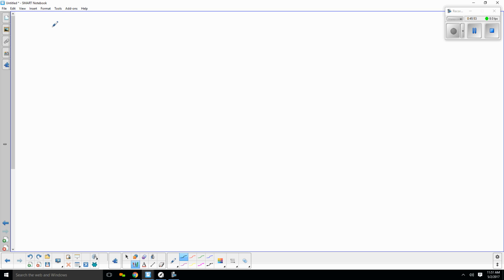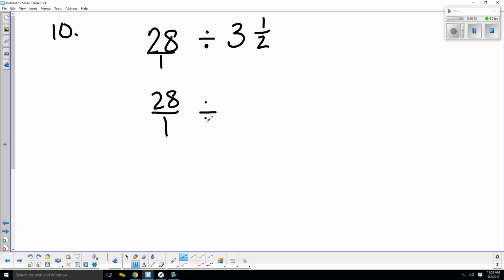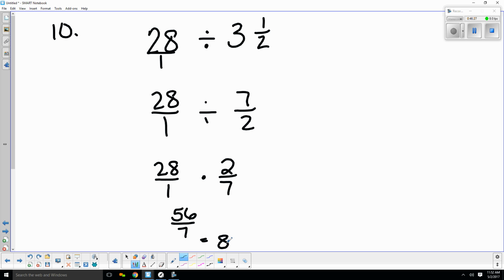All right. 10. Maya is working on a project. It requires 3.5 yards of material. She has a total of 28 yards. How many projects can I complete? So we're going to divide. Got to make this a fraction. We're going to change this mixed number to improper. Rewrite it as a multiply. Now multiply top and bottom, then reduce, which comes out to 8 total projects she can complete. Okay?